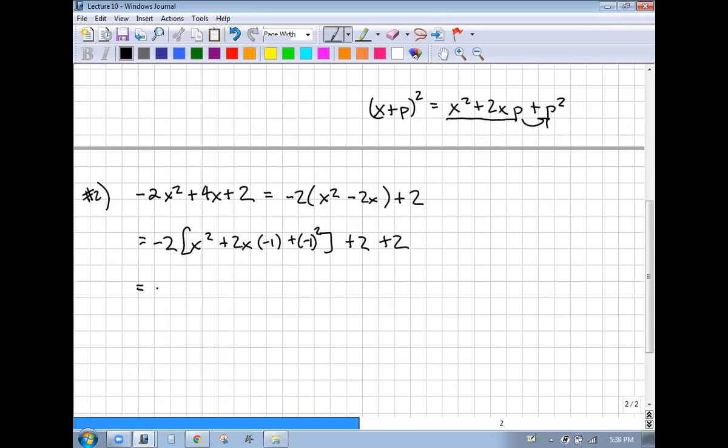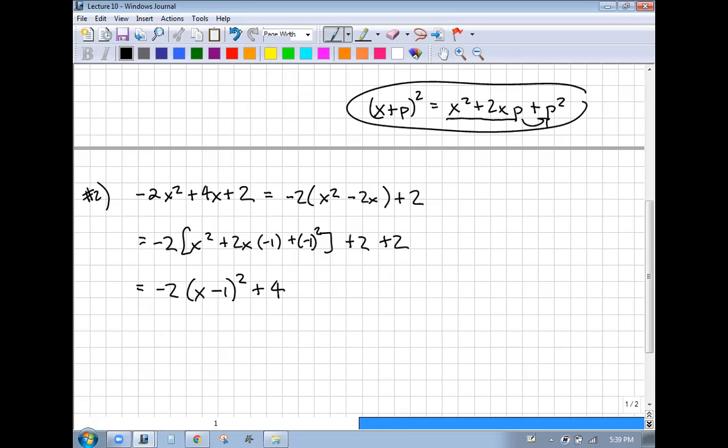I just put a -2 in there. So I need to add that 2 back to balance it out, so I maintain equality. So what is this? This is -2. This guy is x minus 1 squared. 2 plus 2 is 4. All right, completing the square. Yes.